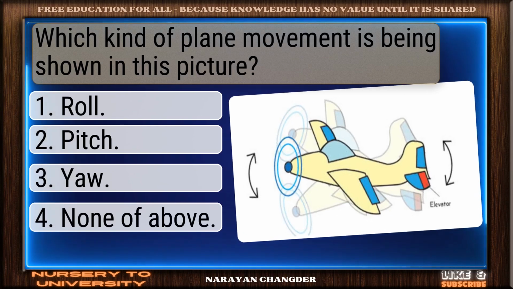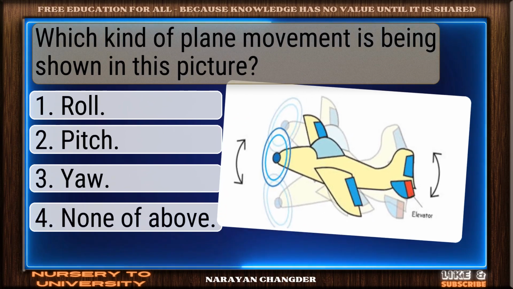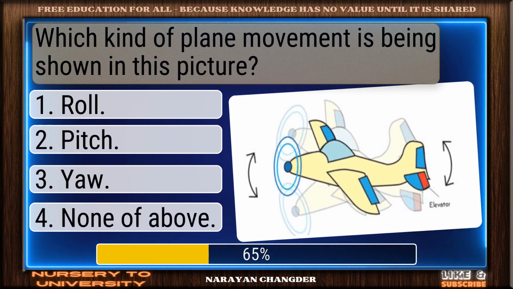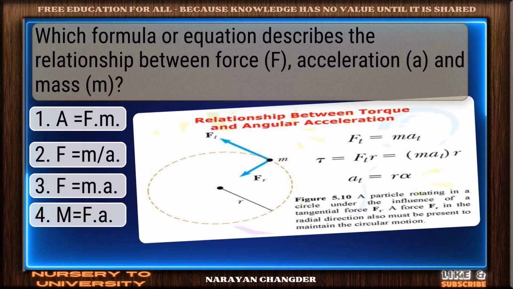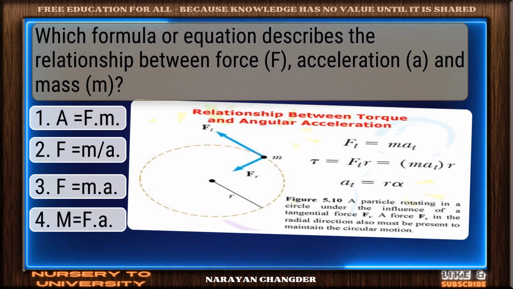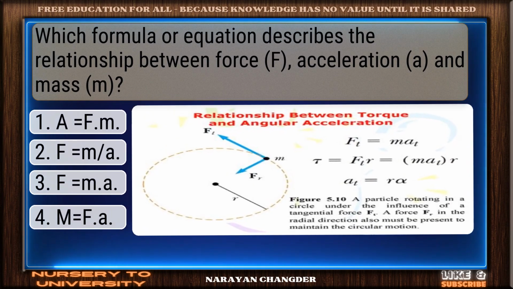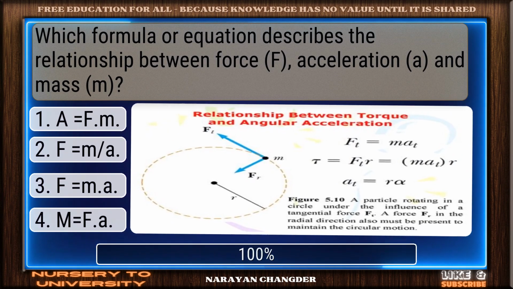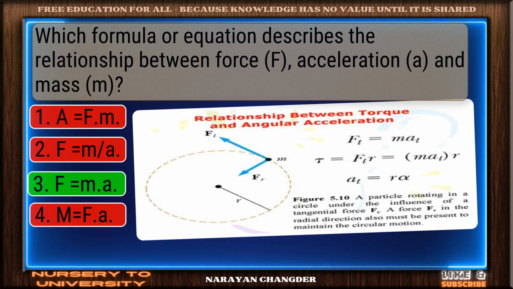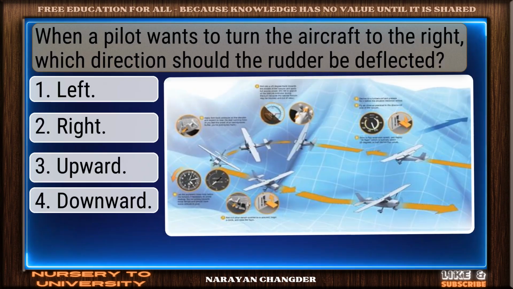Which kind of plane movement is being shown in this picture? Valid point. Pitch is true. Which formula or equation describes the relationship between force, acceleration, and mass? Great thinking. F equals ma is the right choice.